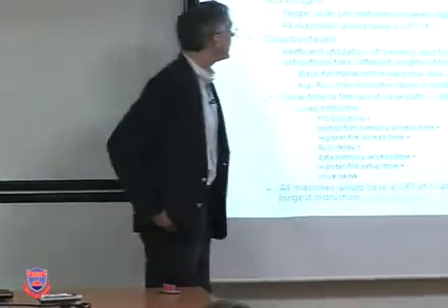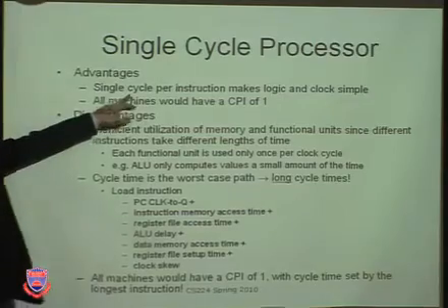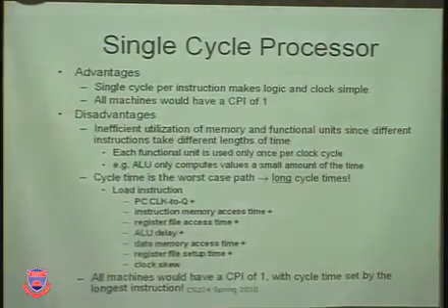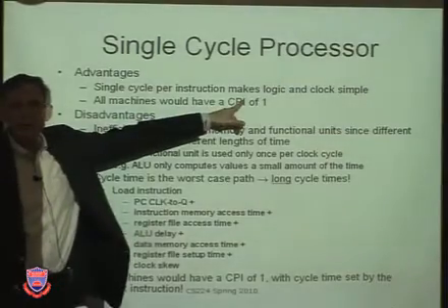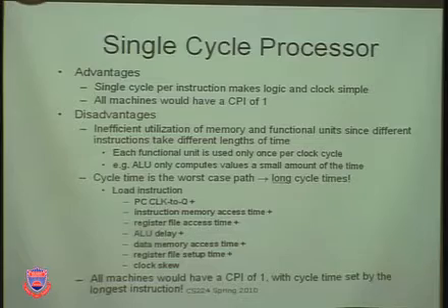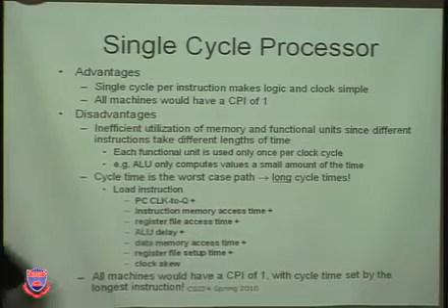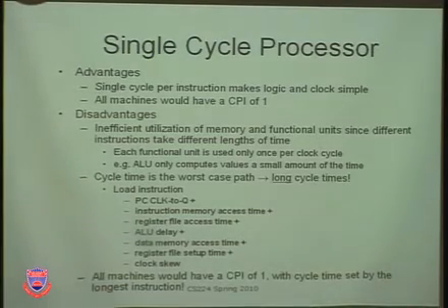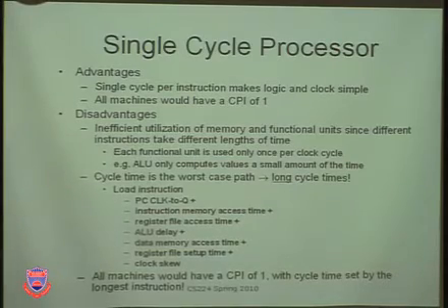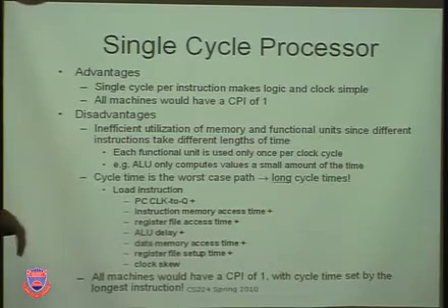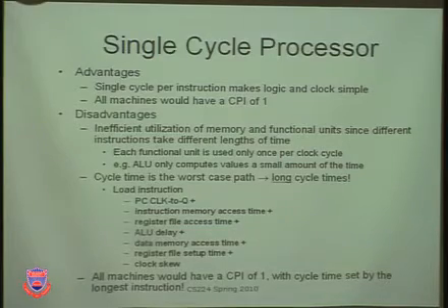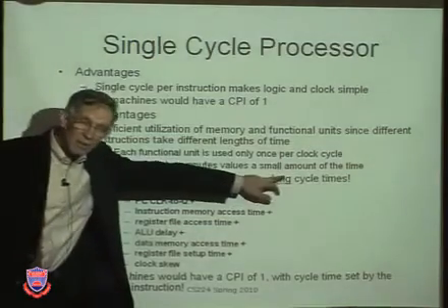So therefore, the single cycle machine's advantage is the logic and the clocking are very simple, and we get a CPI of 1. That's great. But the disadvantage is we get a very long clock cycle. In fact, unnecessarily long. Long enough for load is too long for add, too long for store, too long for branch, too long for jump, too long for all the others. Don't need to be that long, but it has to be that long because it has to be a constant clock cycle. So therefore, we get the worst case delay and a very long clock cycle time.